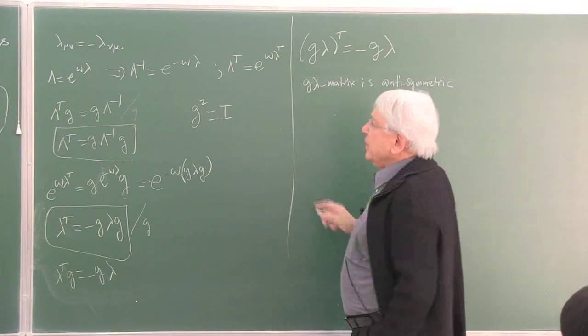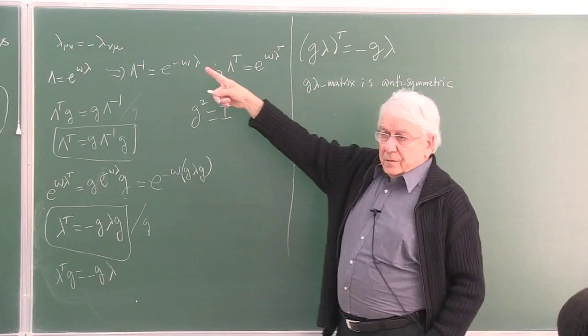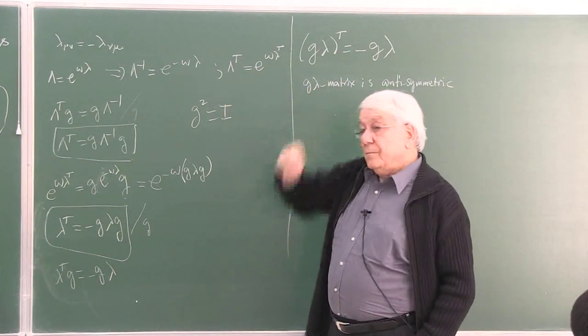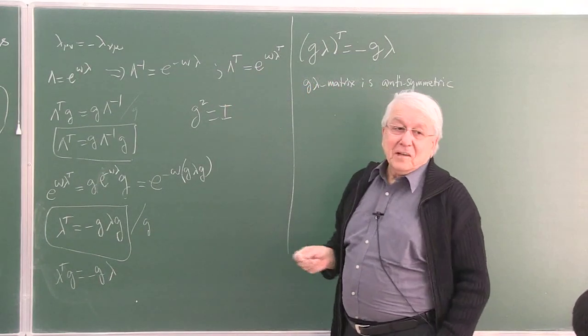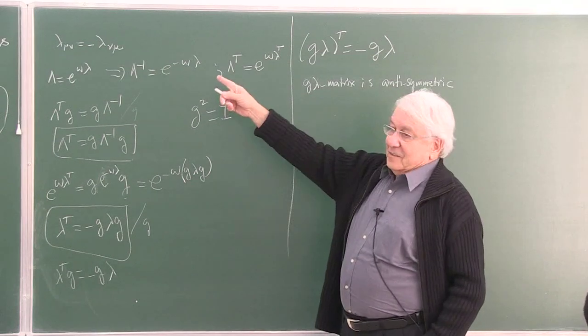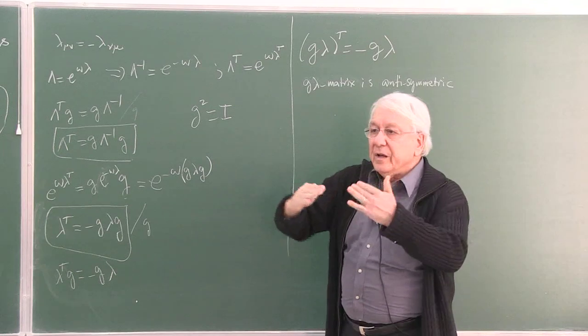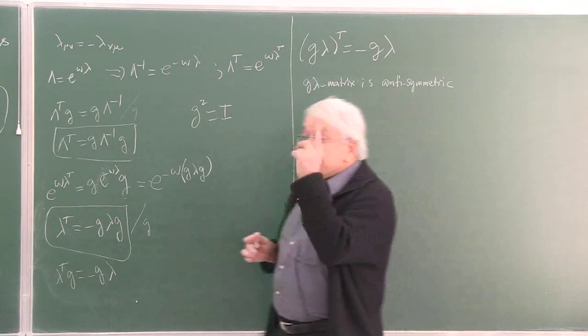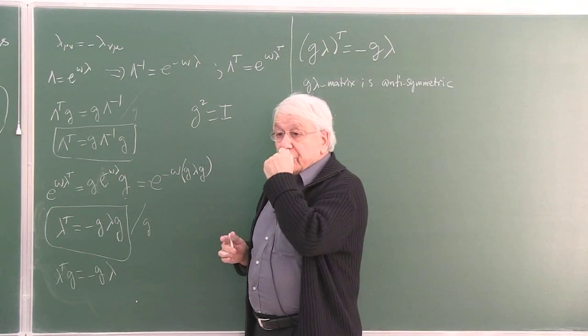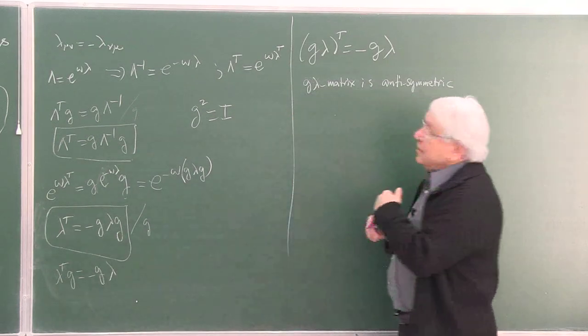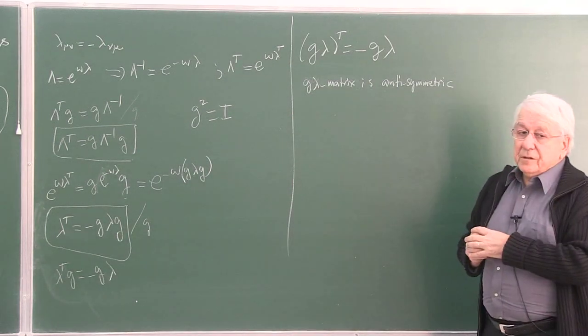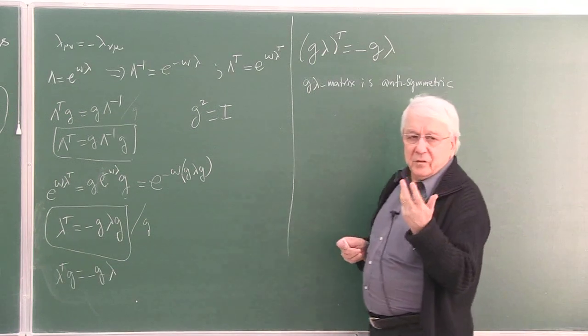You may wonder, is this consistent with that? Let's check. These are the tensor expressions: when both indices are down or up, that is the anti-symmetry we have demonstrated in the tensor notation. In the matrix notation, this is the anti-symmetry we have demonstrated. What is the G lambda matrix then?